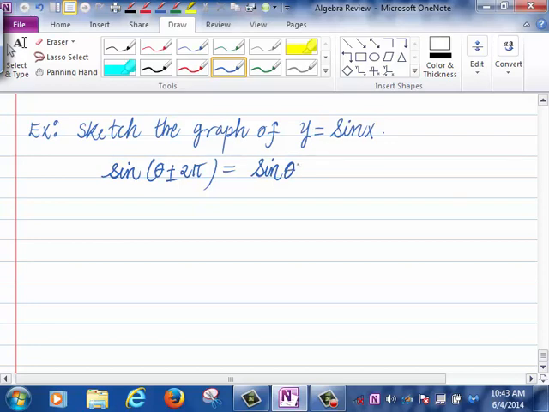So it means that in terms of the graph, if I know the graph of sine between 0 and 2 pi, I know the graph of sine everywhere because all I have to do is repeat that in both directions. Okay? Repeat that in both directions.